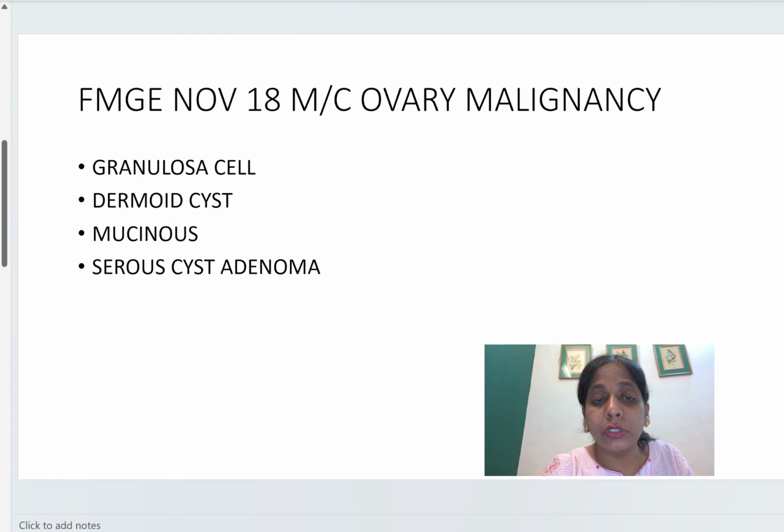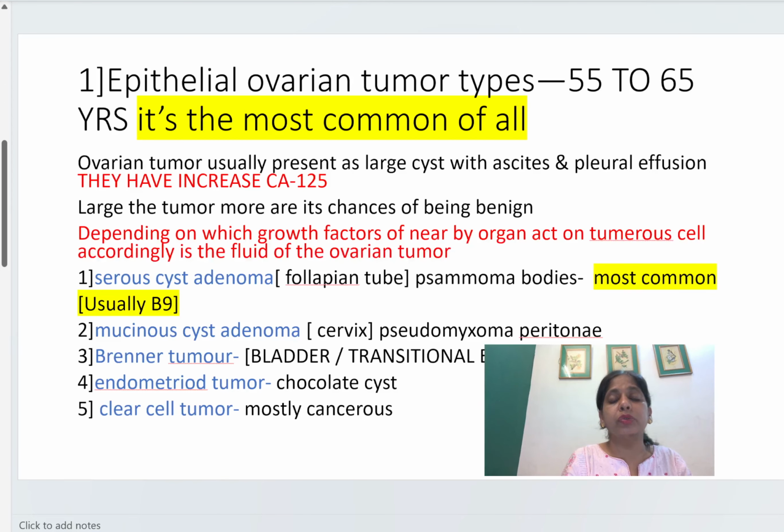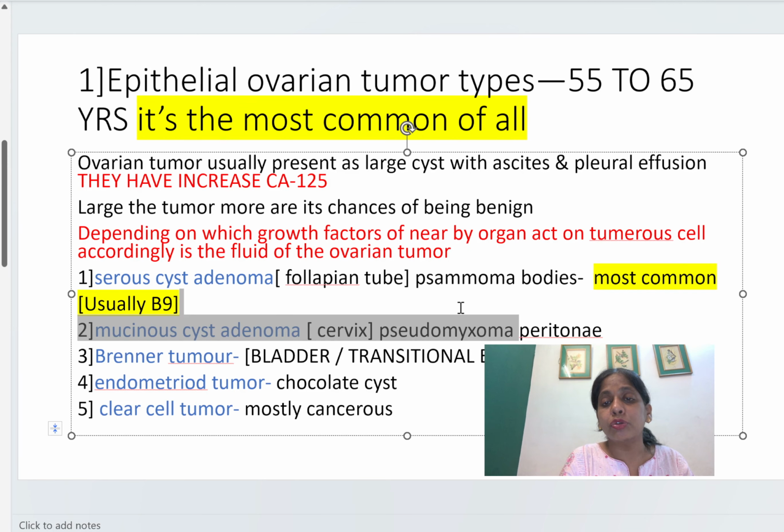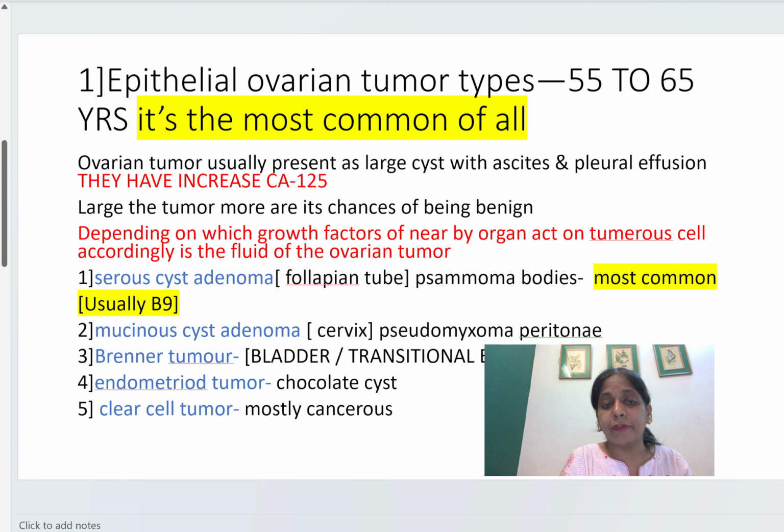So the answer to this question was serous cystadenoma. Okay, serous cystadenoma. Now let's go to the other type. If the cervix growth factors have influenced it, and one thing was left here in the serous cystadenoma, that psammoma bodies is the histopathological finding of it.